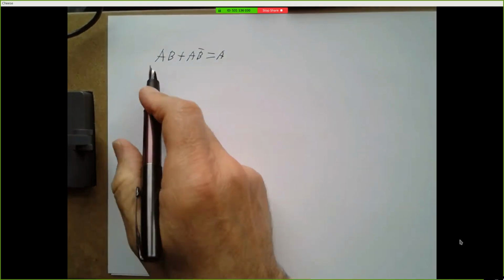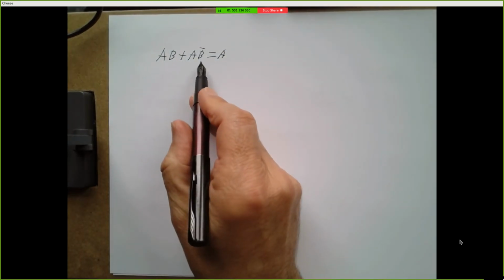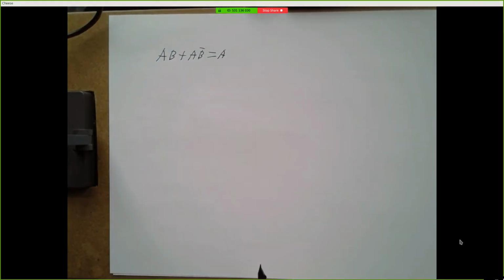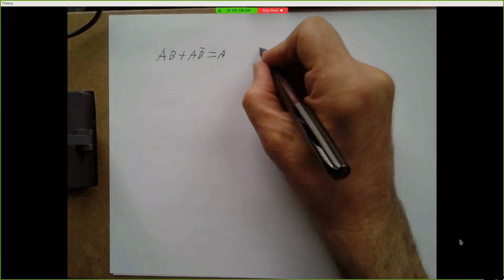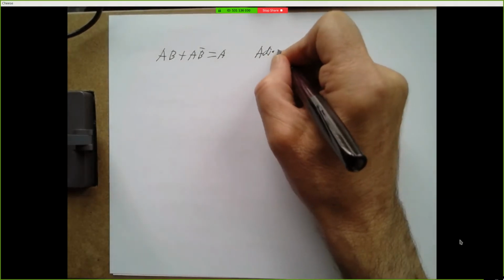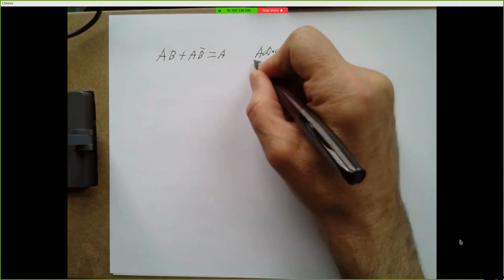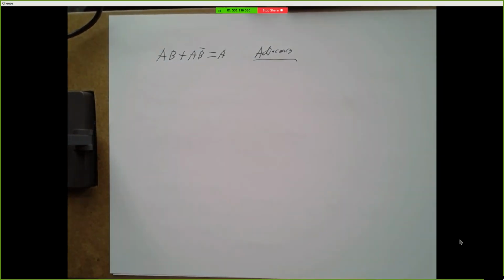Well, if you have AB and you OR it with AB bar, you end up with just A. This is something called adjacency. And we're going to use this in a fundamental way probably next week. And we'll see why that is. But let's just think about this one rule. AB or AB bar is equal to A.